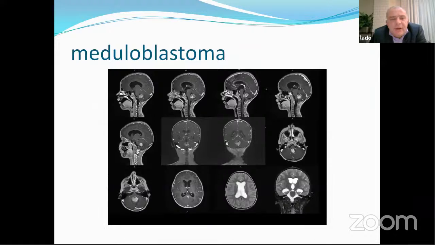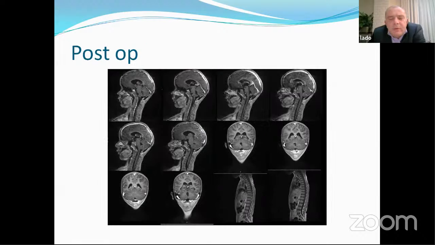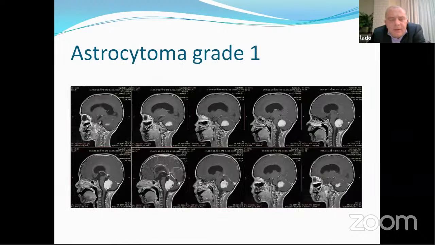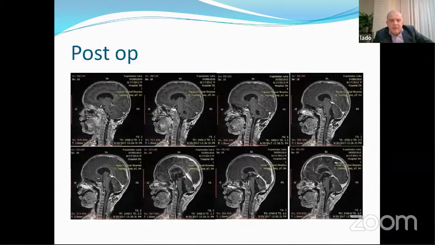So I will show some cases. This is a young child with a fourth ventricular medulloblastoma. We used a medial suboccipital approach, and total removal was achieved. This is a pilocytic astrocytoma localized in the fourth ventricle. Also, we used a medial suboccipital approach, and radical removal was achieved. This is a postoperative scan.